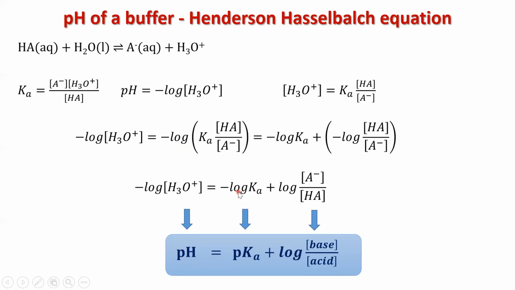And the negative log of Ka equals this new value that we're going to call pKa. And we have the log of our base over our acid. So this here is what we call our Henderson-Hasselbalch equation. If we know the Ka and we take the negative log of the Ka, we can figure out pKa. If we know the concentration of the base over the acid, we can calculate the pH of the solution.